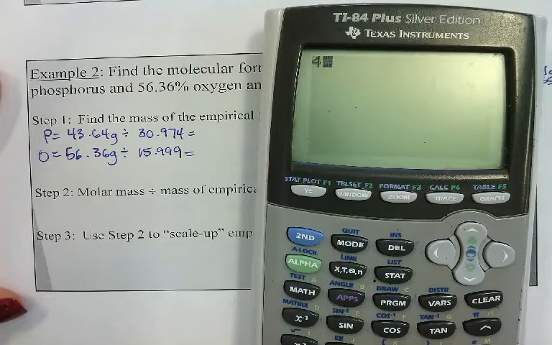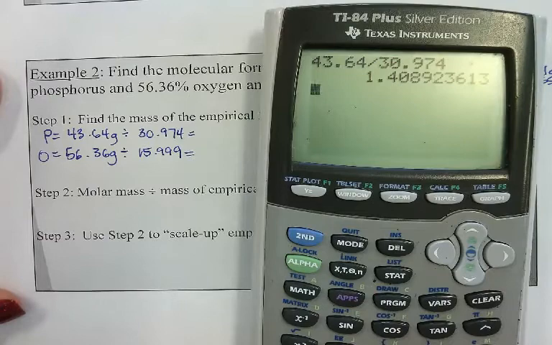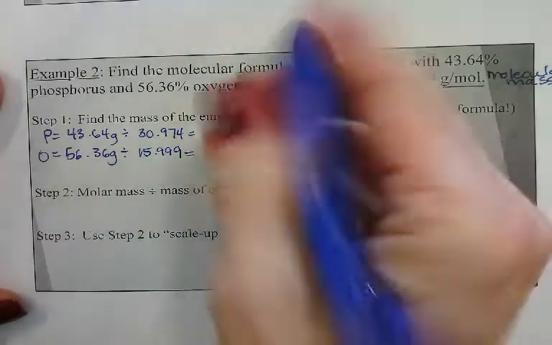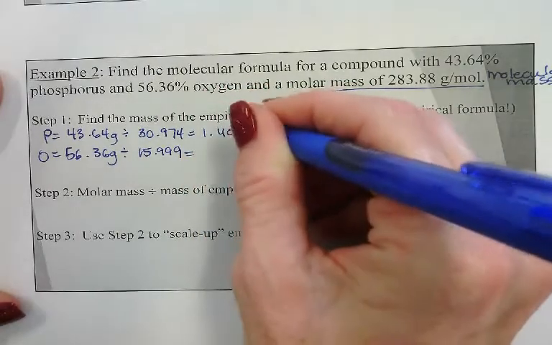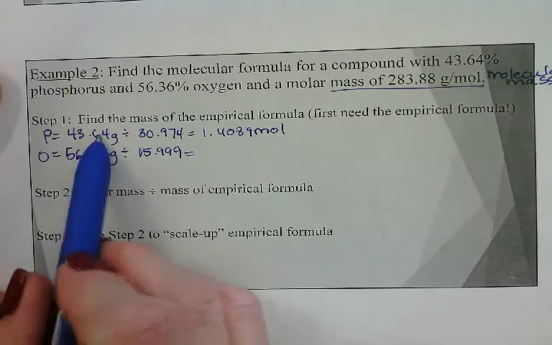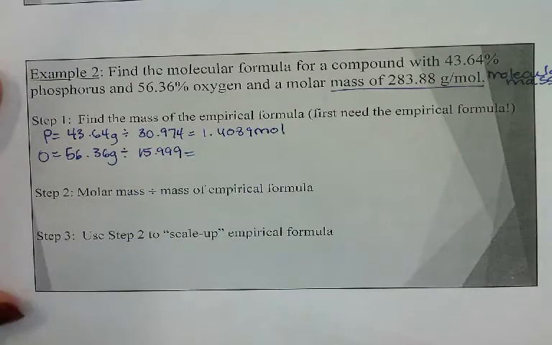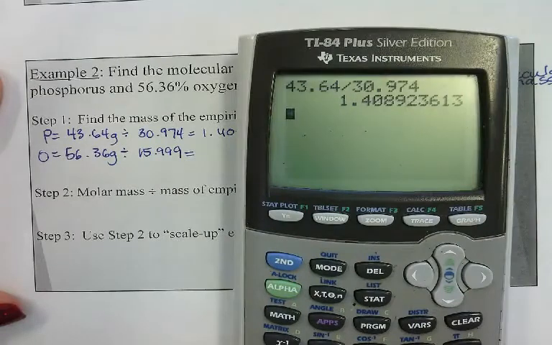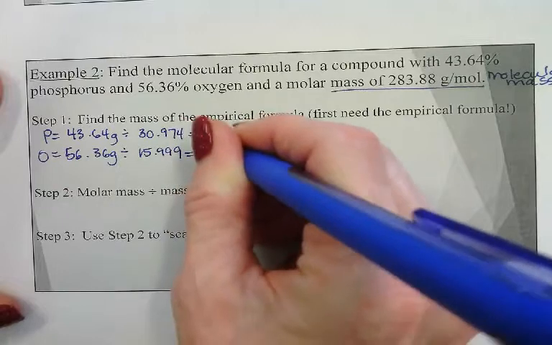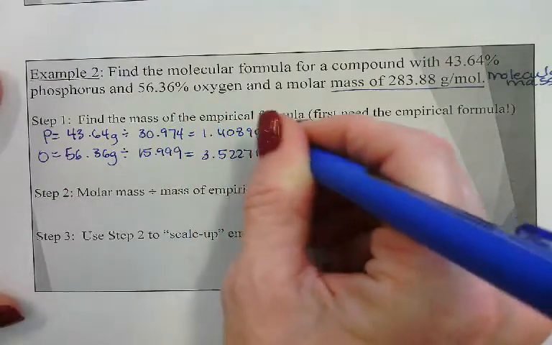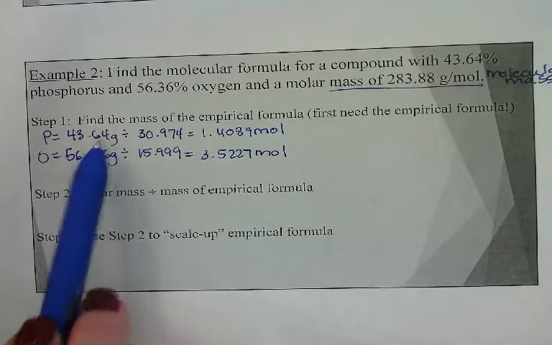So 43.64 divided by 30.974 is 1.4089 moles. Because that's what we did. We took the mass divided by the molar mass and we got the number of moles. Okay, we do the same thing here. 56.36 divided by 15.999 is 3.5227 moles. Okay, we did percent to mass, mass to moles.